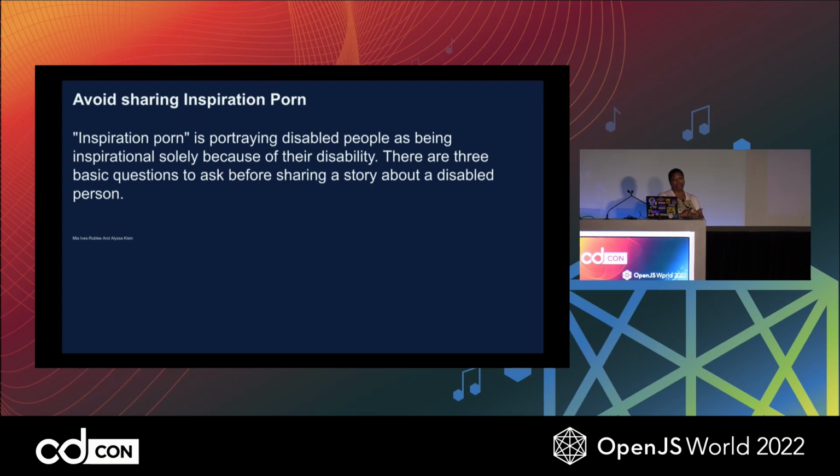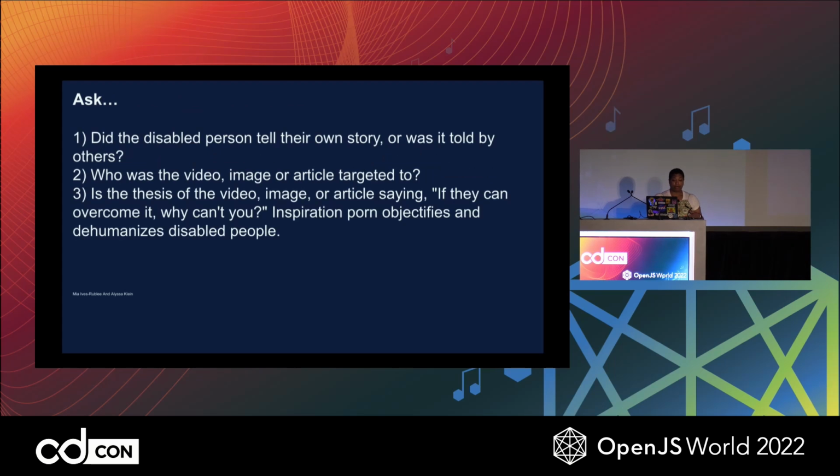There are 3 basic questions to ask before sharing a story about a disabled person. The first is, did the disabled person tell their own story, or was it told by others? 2, who was the video, image, or article targeted to? And 3, is the thesis of the video, image, or article saying, if they can overcome it, why can't you? Inspiration porn objectifies and dehumanizes disabled people.